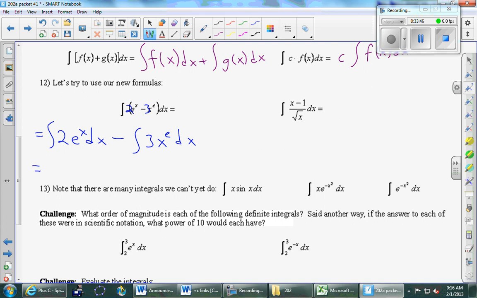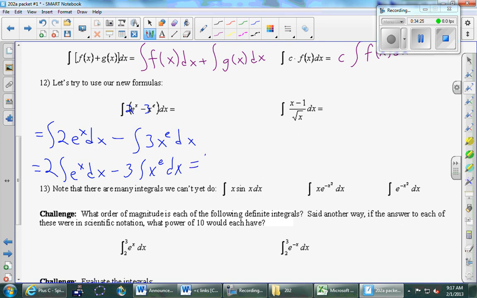And then again, being really detail oriented, what can you do with the 2? You can take it out front. It's a constant multiple. See if you can do the same thing for the second one. So this becomes minus 3 integral of x to the e dx. And now we finally have integrals that are in our list. These two integrals are right up above. We just have to apply the rules correctly.